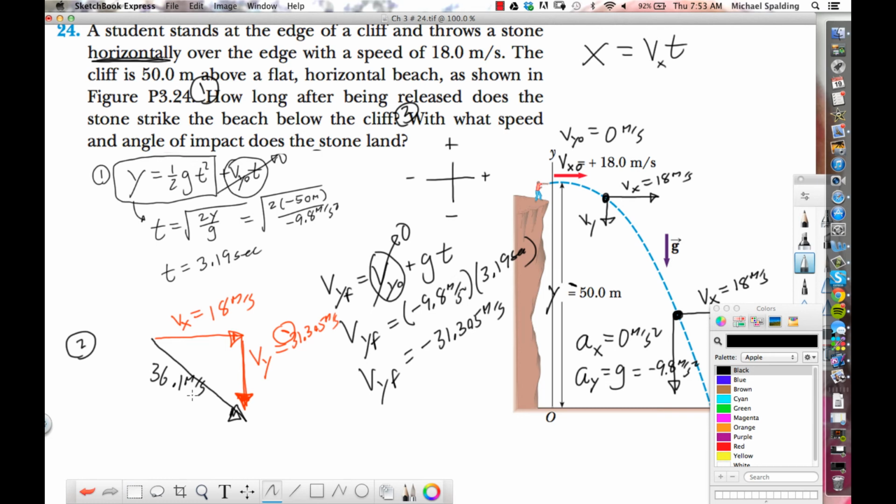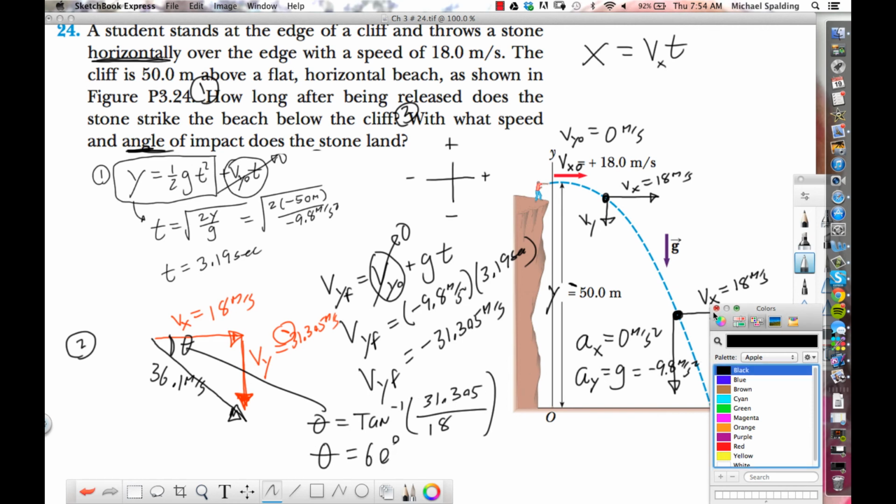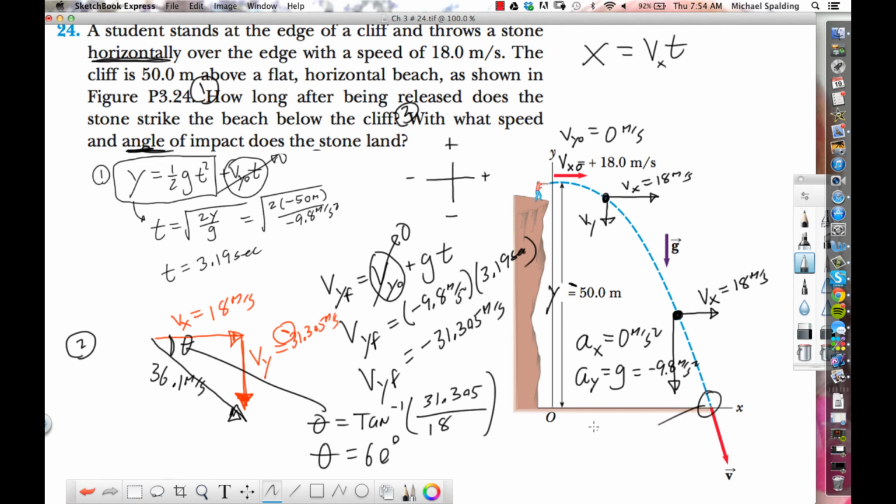What's the other half of the answer? The angle, right? Vectors always have a direction, and they even say right here, they say what angle. So how do we get the angle? To solve for that angle, you go tangent inverse, opposite over adjacent, so 31.305 over 18, and then this gives an angle of 60 degrees. So here's the final answer. The stone hits the ground right here at 36.1 meters per second, 60 degrees what?